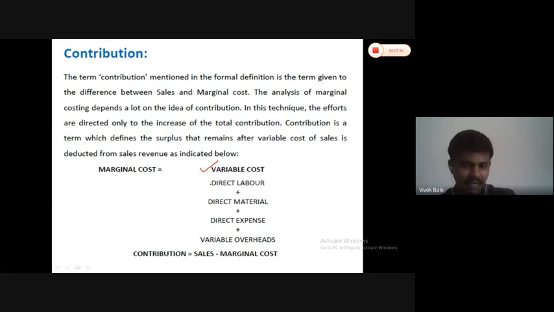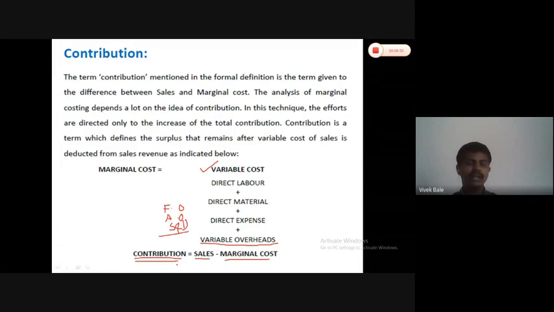And these are the direct overheads and expenses. Plus, we also have to take into account the variable overheads. Variable overhead means here you have to take factory overheads, then administration overheads, and selling and distribution overheads. So these are the overheads which are variable in nature. If you make the total of all these things and subtract variable cost from sales, the difference that you get is considered as contribution. It means that from the sales, if we subtract the variable cost, the extra proportion which is left will be called contribution.